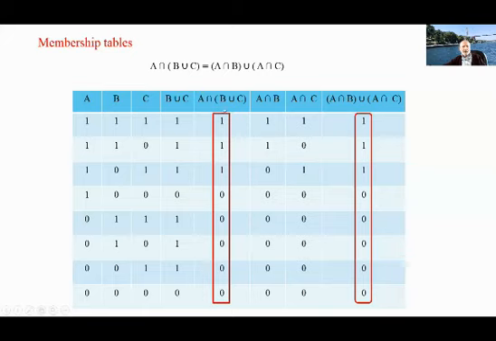Then you have to do the intersection, A intersection B union C. You have to have A intersection this. You have to do this column and this column. Intersection, both must be 1. So 1, 1 we get 1; 1, 1 we get 1; 1, 1 we get 1; 1, 0 we get 0; 0, 1 we get 0. As long as you have 0, you get 0. And you keep doing that. In the end, you compare this column with this column, and you see that these two columns are exactly the same. So A intersection B union C is the same as A intersection B union A intersection C.